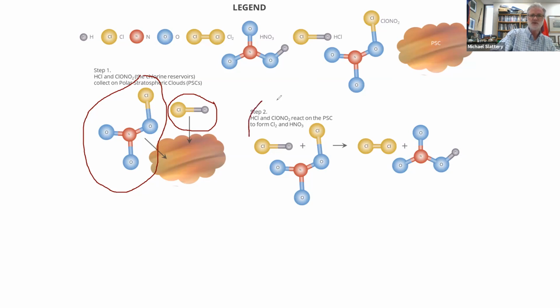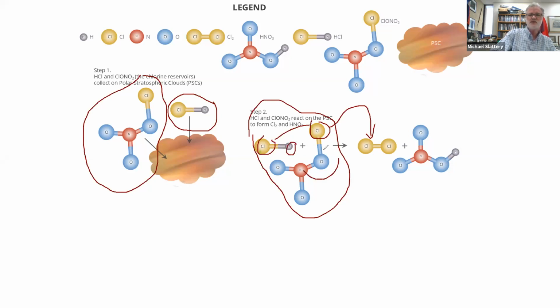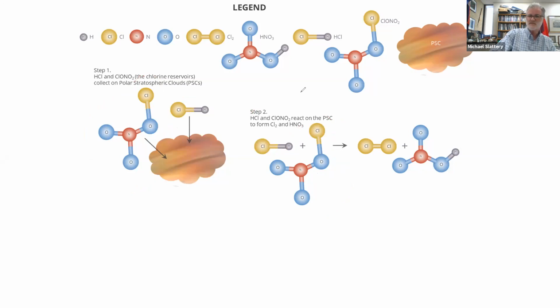So this is step number two. The hydrogen chloride and the chlorine nitrate react with each other. The two chlorines get together, right? So these two chlorines get together and they form molecular chlorine, Cl2. Everybody with me? What's left behind? The hydrogen, H, and the NO3. And HNO3 that is left behind is what? Nitric acid. Everybody see that? That's the nitric acid.